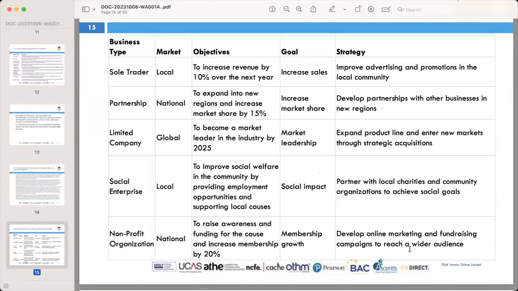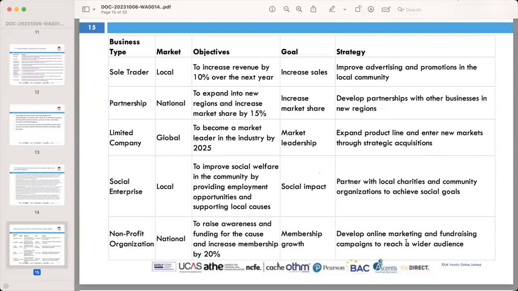So non-profit organizations often operate on a national scale, aiming to reach a broader audience and garner support from individuals and entities across the country. So their primary objective is to raise awareness and funding for their specific cause or mission. They are dedicated to furthering their charitable or social goals. So non-profit organizations set goals related to their cause, such as increasing awareness, attracting more donors, and securing funding for their initiatives.